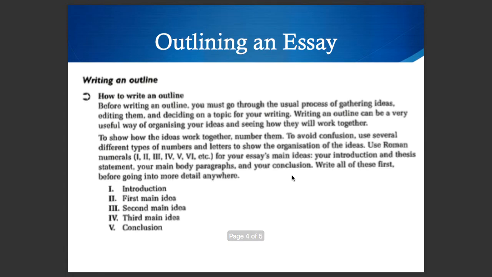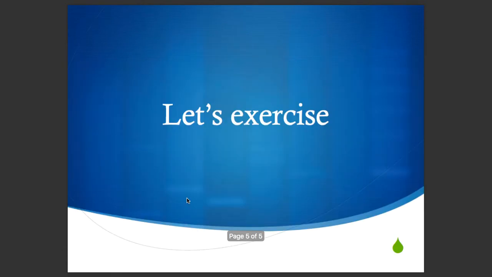Okay, so how to outline an essay? As what we have learned: introduction, main ideas, which could be more than one paragraph, remember? So first, second, third, for example, and then conclusion. Okay, so let's exercise.